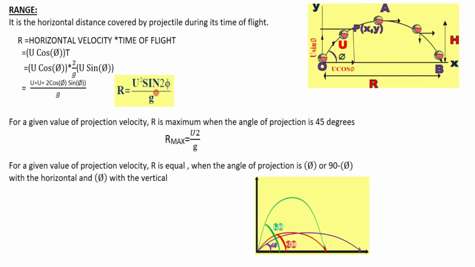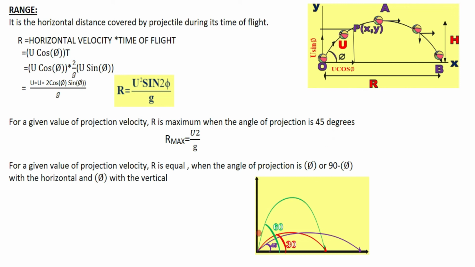We know that sin 2 phi will be maximum when 2 phi is 90 degrees, that is phi is 45 degrees. So range will be maximum when the angle of projection is 45 degrees. That is, for a given value of projection, range will be maximum when the angle of projection is 45 degrees. Now if we substitute 45 degrees in this expression, we will get the expression for maximum range, which is nothing but R max is equal to u square by g. Okay, so that is one point.